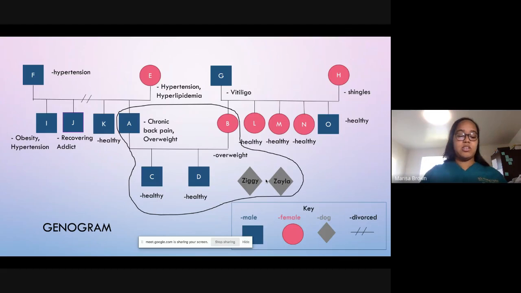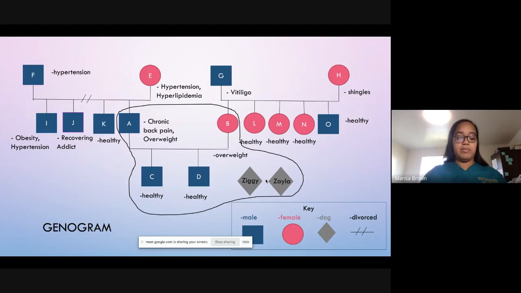A has 3 older siblings, I, J, and K. I is 42 years old and suffers from obesity and hypertension. J is 39 years old and is a recovering addict. K is 37 years old and is healthy. A himself suffers from chronic back pain and is overweight.